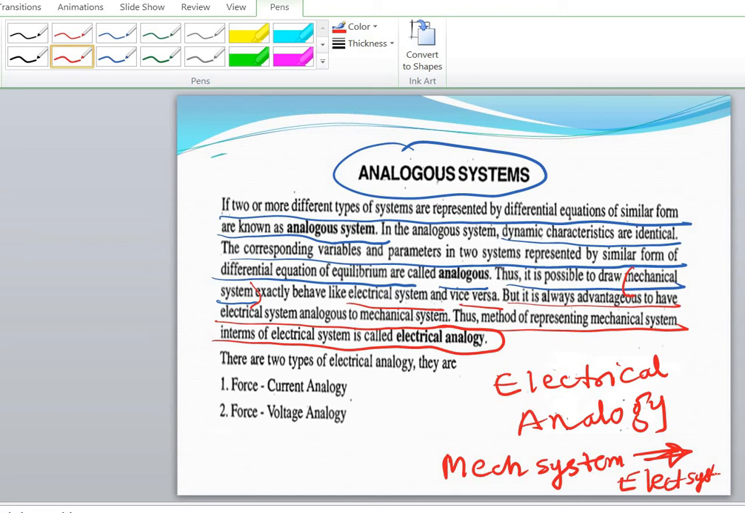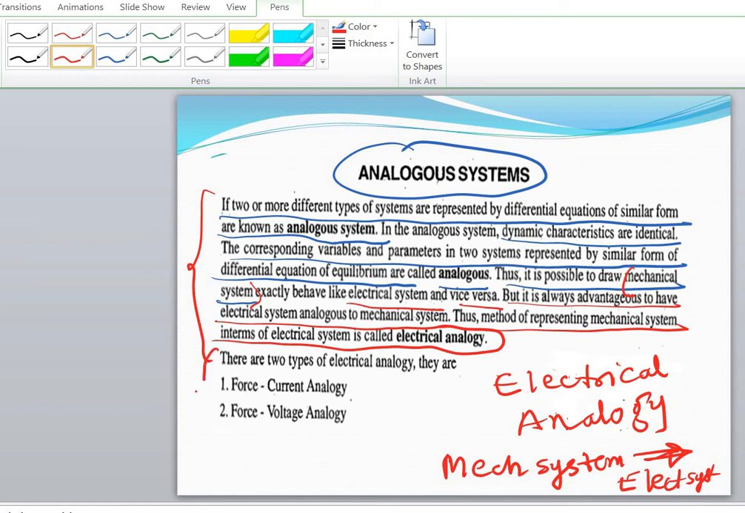See what it says in this paragraph. When the differential equations representing two systems are of similar type, and they resemble in all ways, then they are called analogous systems, and the parameters also can be compared between the two systems. In practice, for all analysis, it is very convenient to convert the mechanical system into an equivalent electrical system. That is called electrical analogy.